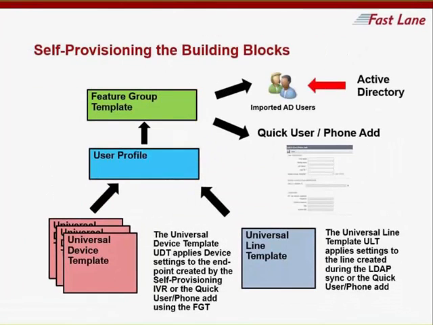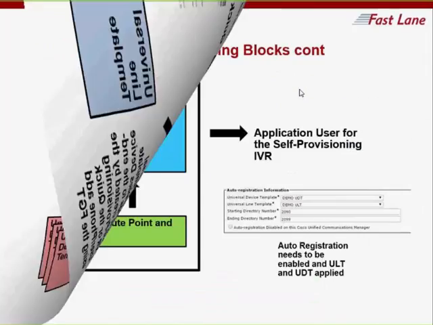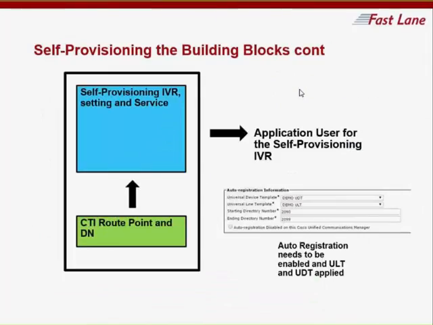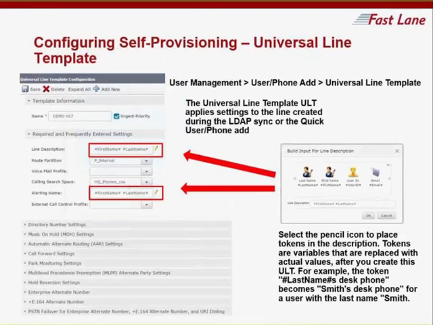So what we're going to do is go back a few slides and do everything from scratch. The first thing we need to do is the templates down here. We need to assign them to the user profile, then assign them to the feature group template, and apply them to the LDAP integration. And then lastly, we need to build the self-service IVR and turn on self-provisioning. That's what we're going to do. So let's have a look at the screenshots for this.